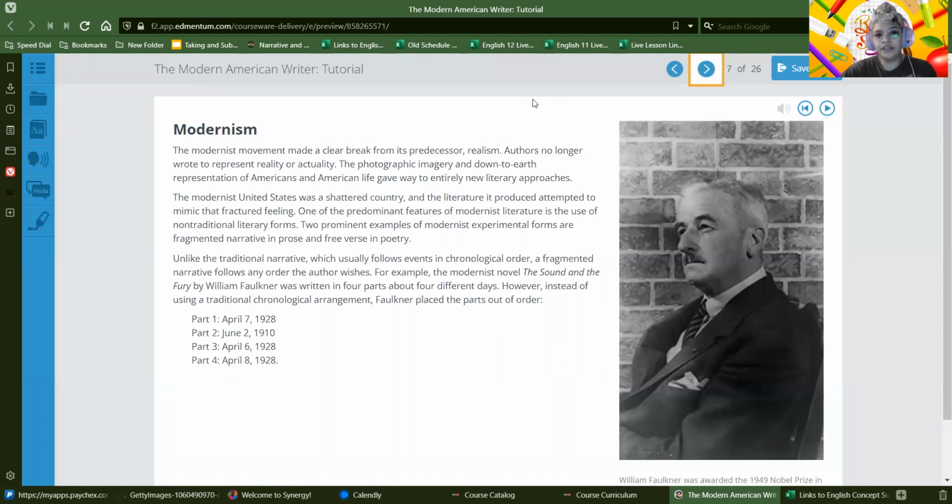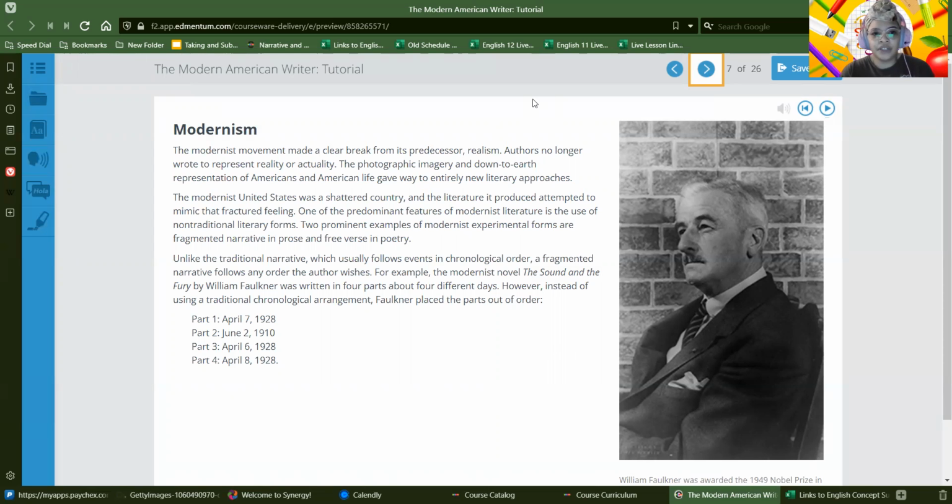Here on slide 7, they give you a little clearer description of what modernism is. They tell you the modernist movement made a clear break from its predecessor, which is realism. I covered that just now. Authors didn't want to represent reality or actuality because it was terrible at the time. So they stopped with the photographic imagery and down-to-earth representation and wanted to do something new. They wanted to offer literature that could help people escape from things in a way.